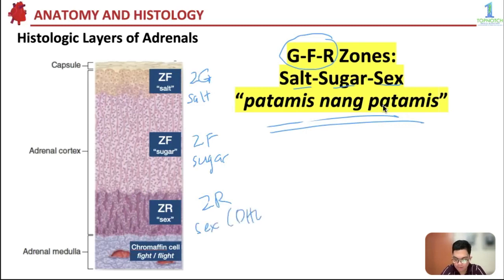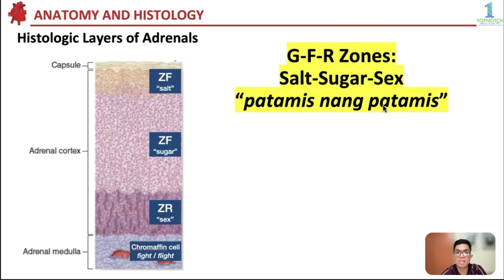DHEAs. Okay? So, right? Salt, sugar, sex, sweeter and sweeter as you go down. Okay? And then your chromaffin cells, these secrete your epinephrine and your norepinephrine. Mainly epinephrine in our adrenal glands. Okay? So GFR, salt, sugar, sex, sweeter and sweeter. That's how it was taught to me to remember those structures.